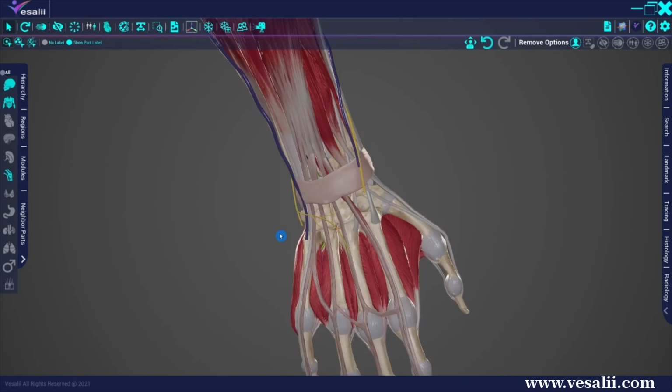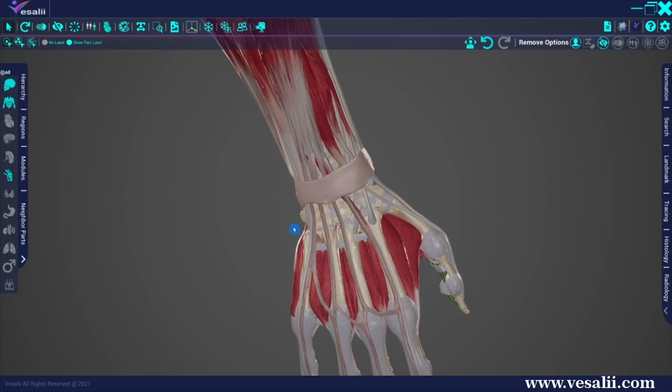The structures passing superficial to the extensor retinaculum from medial to lateral are the dorsal or posterior cutaneous branch of the ulnar nerve, the basilic vein, the cephalic vein, and the superficial branch of the radial nerve.